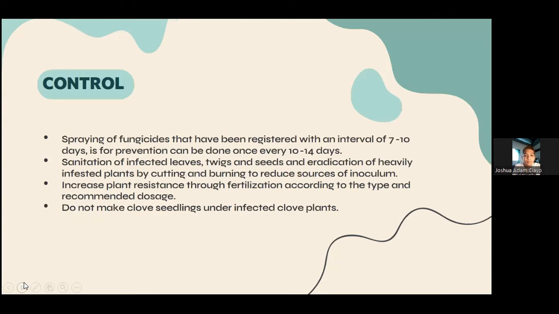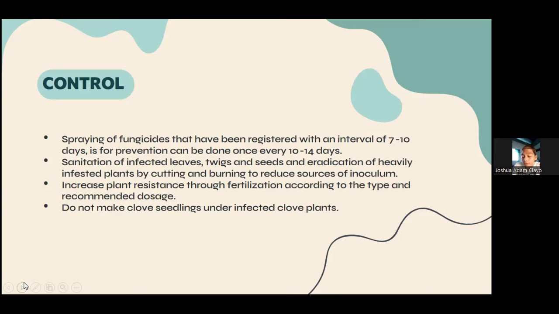Next. So the question is, how will we control this kind of disease? The first thing that we need to do is spray registered fungicide with an interval of 7 to 10 days; for conventional control it can be done once every 10 to 14 days. The second one is sanitation of infected leaves and seeds, and eradication of heavily infested plants by cutting and boiling to reduce sources of inoculum.